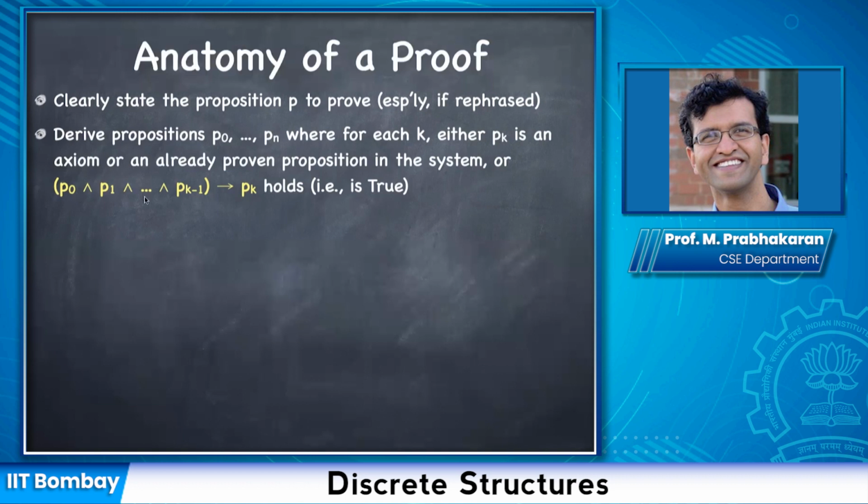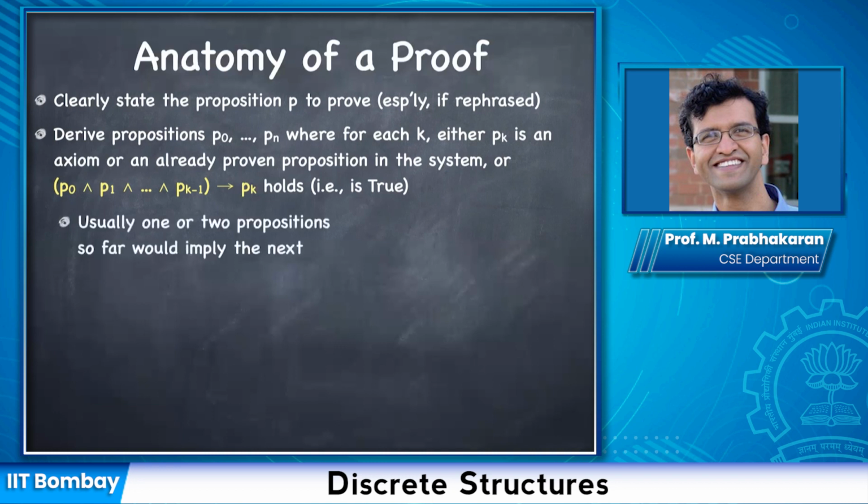This is exactly when this proposition is true. What's highlighted here is a proposition saying the conjunction of P0, P1, all the way up to Pk minus 1 implies Pk, right? That's a logical proposition. If that proposition is true, then you are allowed to put in Pk as your next proposition in this list. Okay.